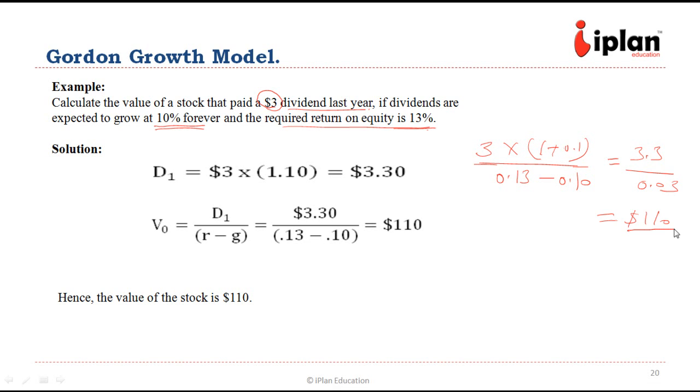So we have made an assumption that r, required rate of return, is always greater than g, the growth rate. Otherwise the value will be negative. So required rate of return is always greater than dividend growth, and then we can find out the stock value. Now let us see how required rate of return and growth rate of dividend affect the value.